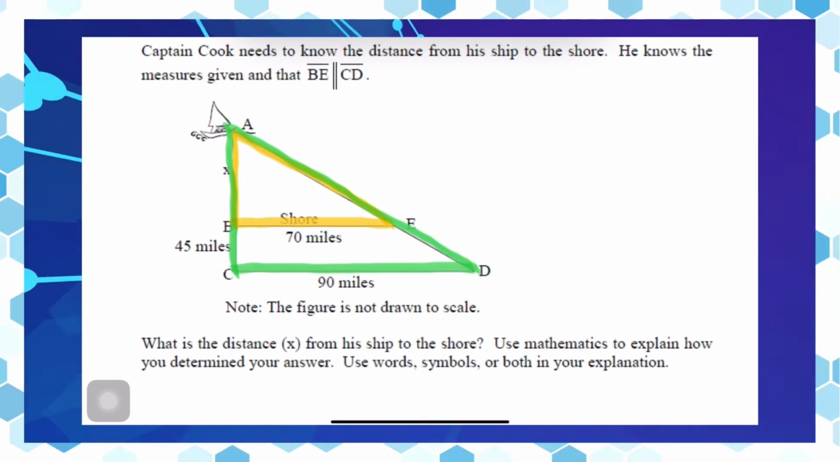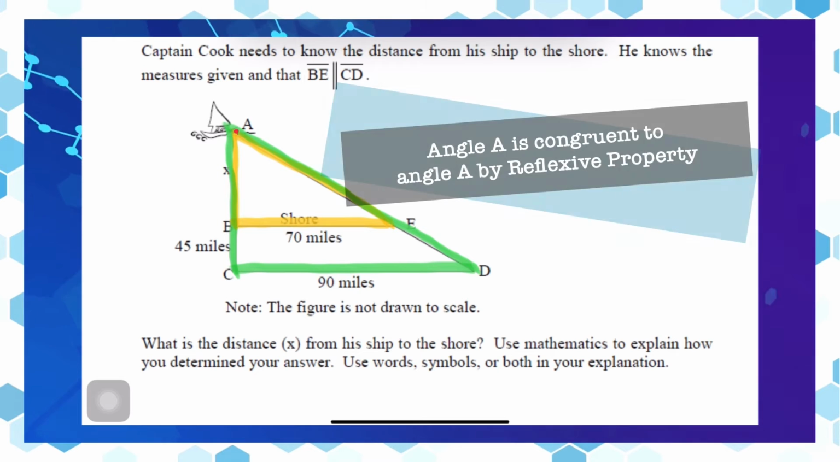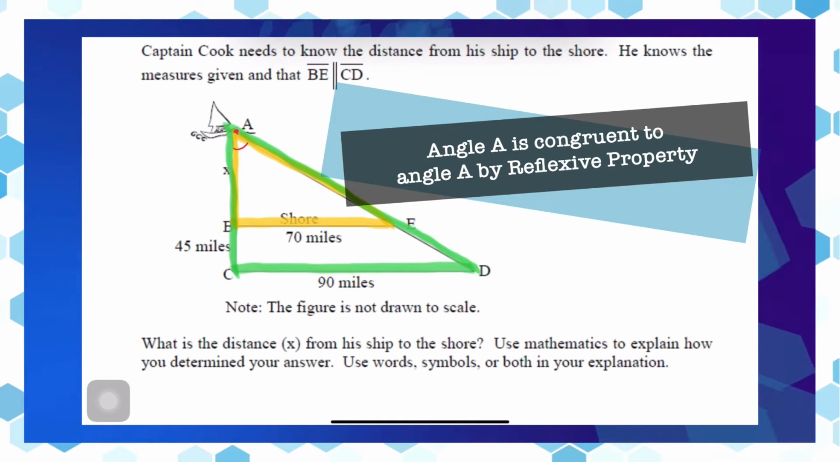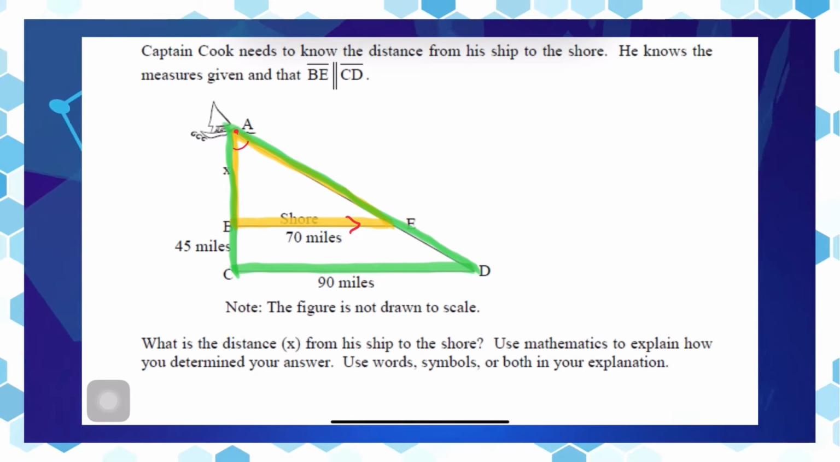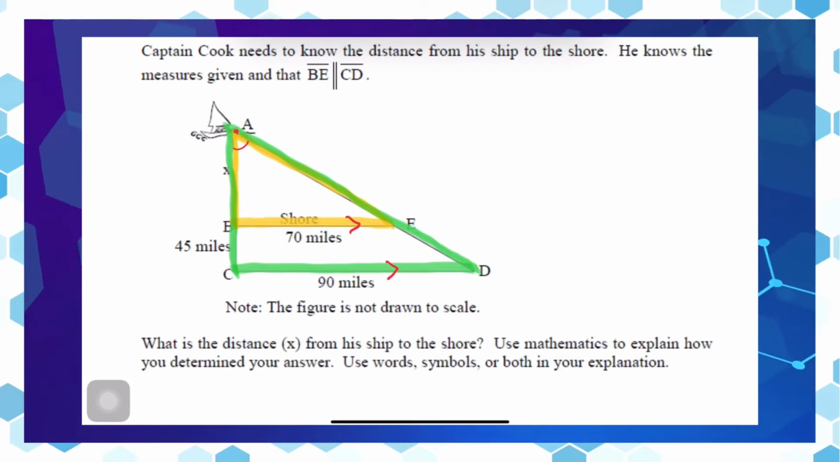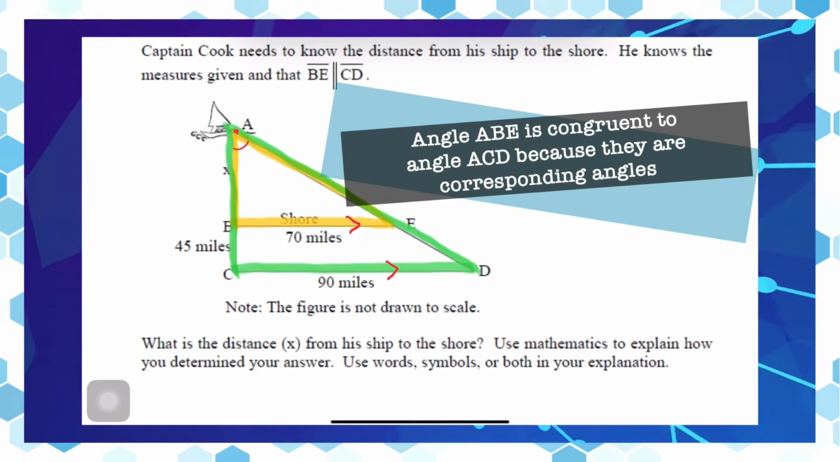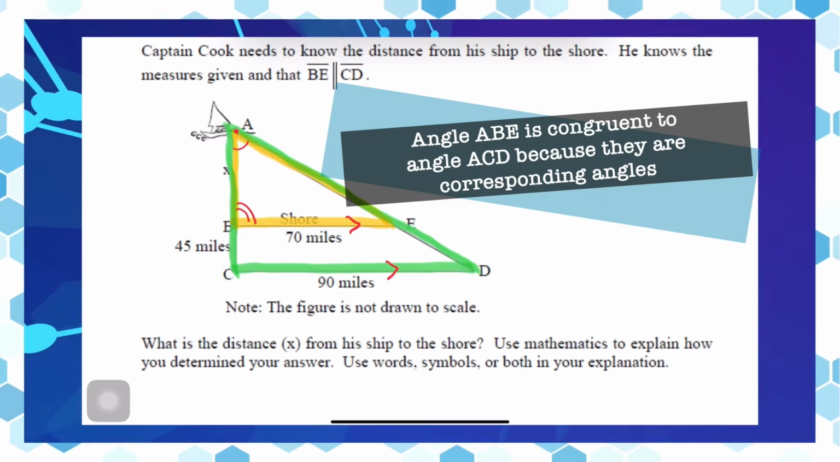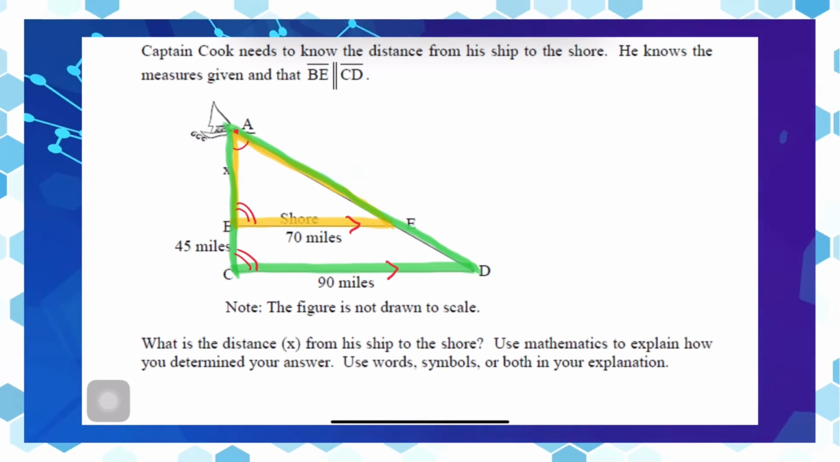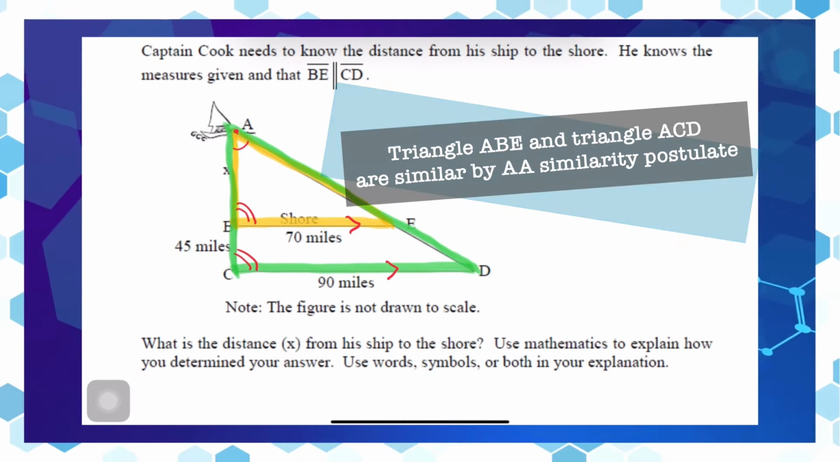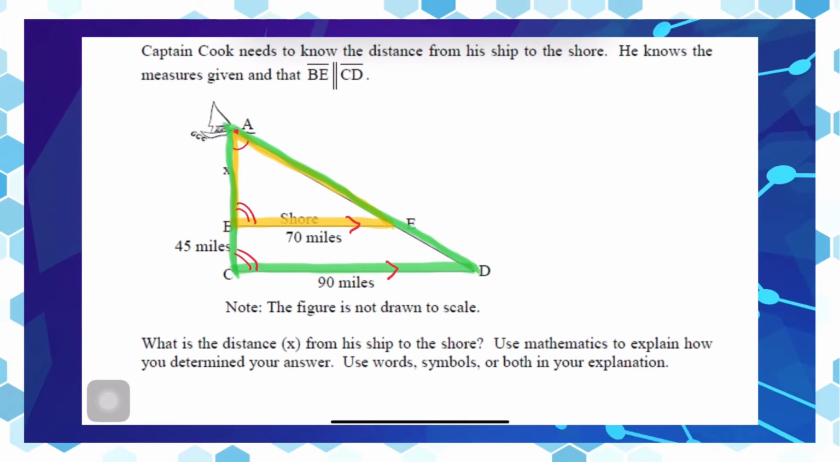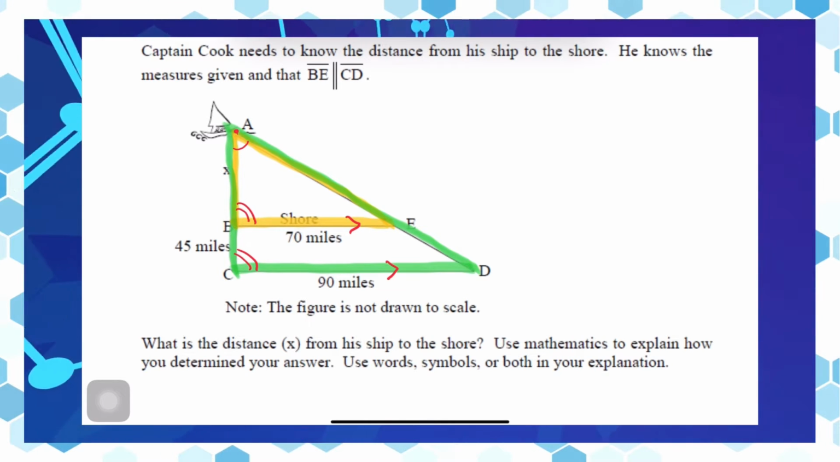Next, let's verify if the two triangles are similar. A is a shared vertex, therefore this angle is congruent to itself by reflexive property. Next, we know that BE is parallel to CD, therefore we can say that angle ABE is congruent to angle ACD because they are corresponding angles. Since we have two pairs of congruent angles, we can say that the two triangles ABE and ACD are similar triangles. Since we have proven that the two triangles are similar, let's go ahead and set up our proportion.